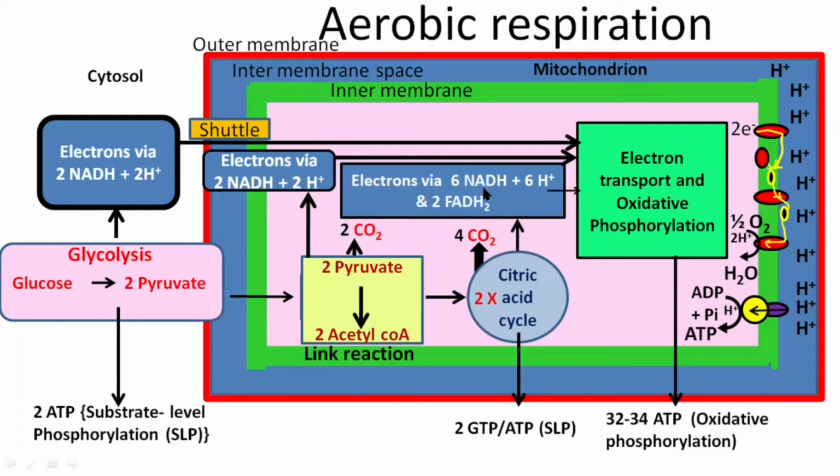These coenzymes may be either nicotinamide adenine dinucleotide or flavin adenine dinucleotide. After accepting these hydrogen or electrons, these coenzymes get converted into reduced coenzymes. So you could see by oxidation of one molecule of glucose, totally there is generation of 12 reduced coenzymes. Of these 12 reduced coenzymes, 10 are NADH molecules and only 2 are FADH2 molecules.